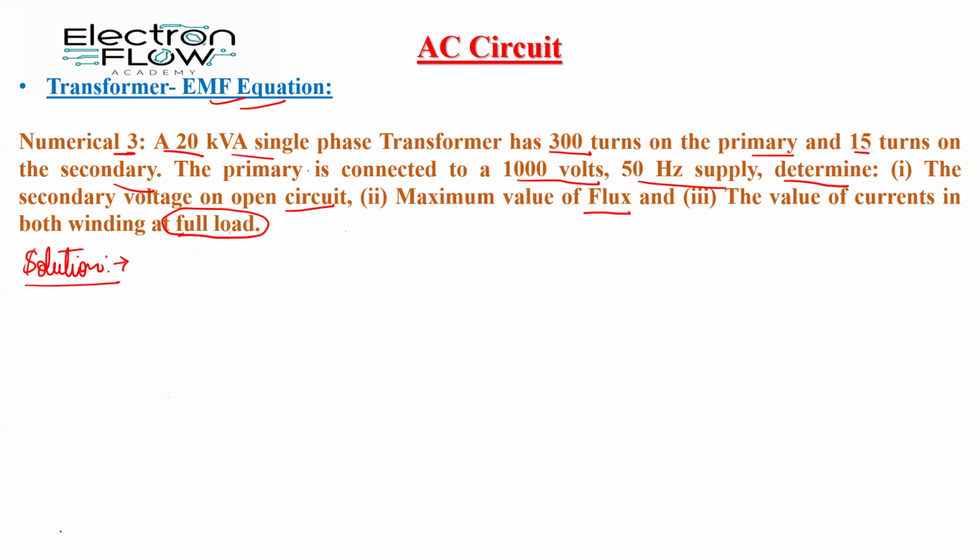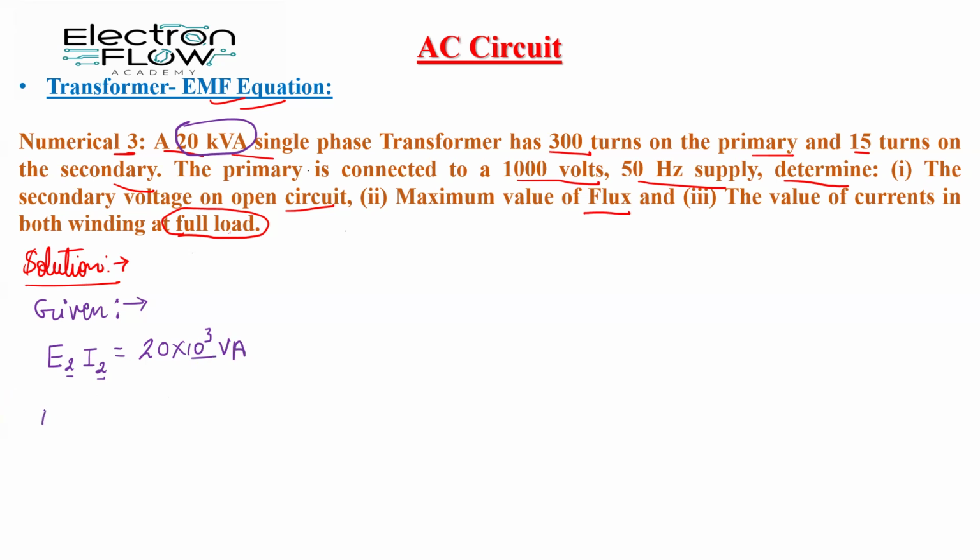So here, given: firstly, the question gives us 20 kVA, that means secondary side power, that means E2 into I2. 2 stands here for the secondary side. So this is equal to 20 into 10 to the power 3 VA. 10 to the power 3 is kilo. So this is given to us.